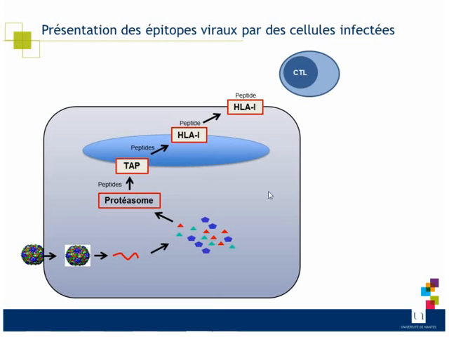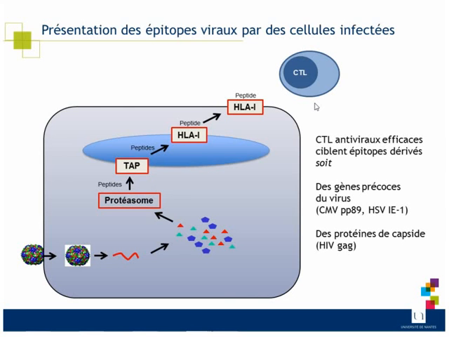Now for the CTL response, okay, so you have viruses that infect the cell. They'll start expressing their proteins. They can be processed by the proteasome, transported into the endoplasmic reticulum by the TAP complex, and then loaded onto HLA class 1 and then exported to the surface, where CTL can see this peptide HLA class 1 complex.